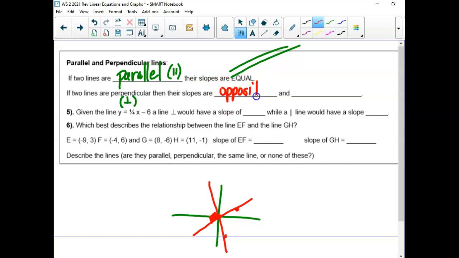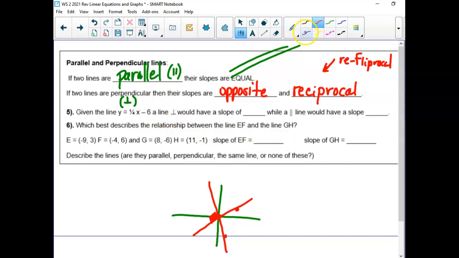Opposite sign and good job, reciprocal, which some teachers call refliprical. Anybody have a teacher called that? You don't have to write that down, but if it helps you remember what a reciprocal is, it's you flip it over. Opposite means one has to be positive and one has to be negative, okay? Unless they happen to be horizontal and vertical lines, and I'm not going to put that on the quiz.